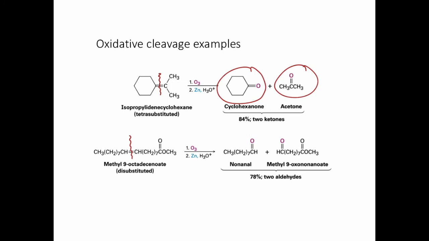So notice it's important if that carbon of the alkene has a hydrogen on it, because if it does, you'll get an aldehyde. If it doesn't, you'll get a ketone. So see how this carbon had two carbons attached? And we got a ketone. Same with this carbon. This is a ketone. But now these carbons had H's attached, and we got aldehydes.